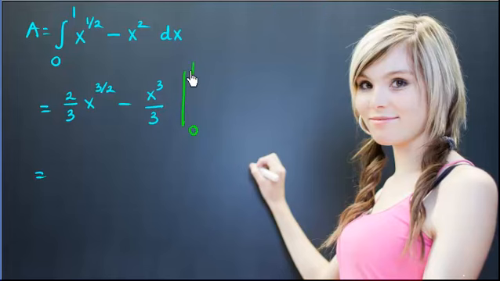So we have plug in x equal 1, we have 2/3 minus 1/3, which is equal to 1/3. And when we plug in x equals 0, everywhere is 0. So the area is exactly 2/3 minus 1/3, which is 1/3.